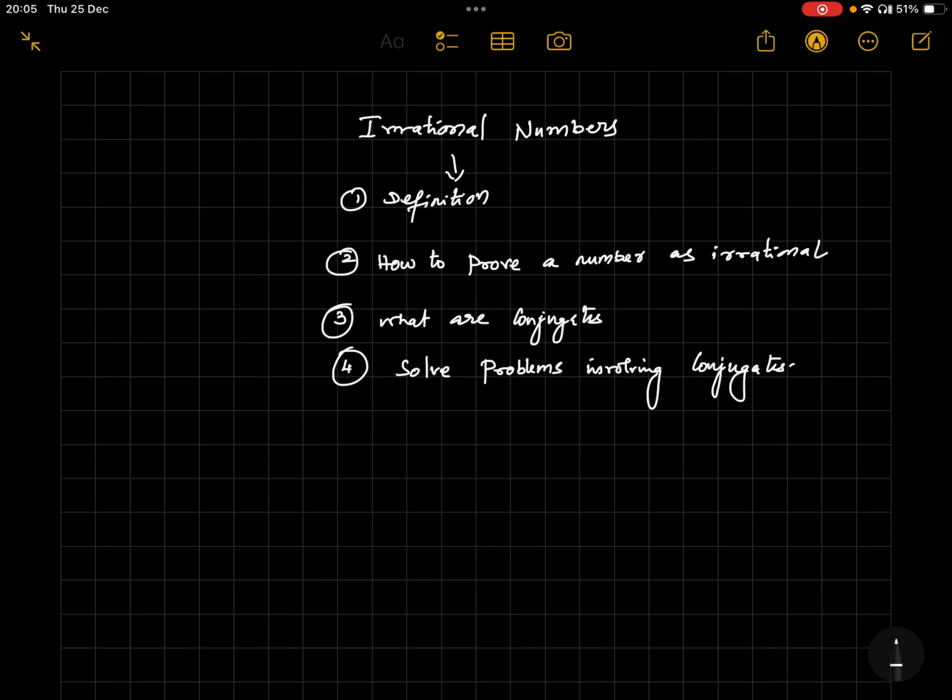In this video, we will be discussing what irrational numbers are and their definition, how to prove a number is irrational, what conjugates are, and we will be solving problems involving conjugates.